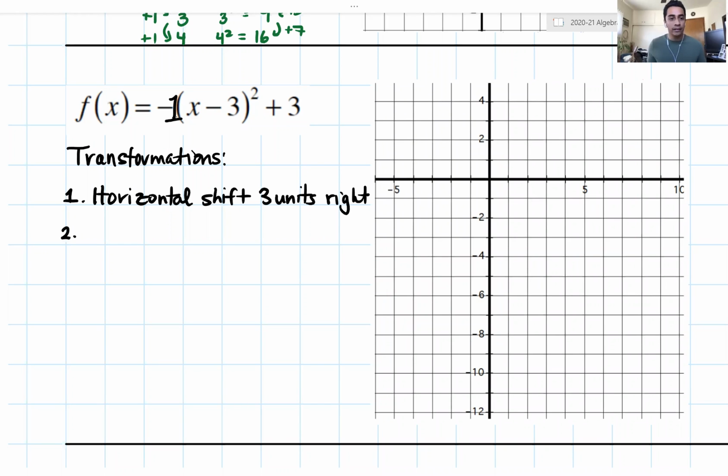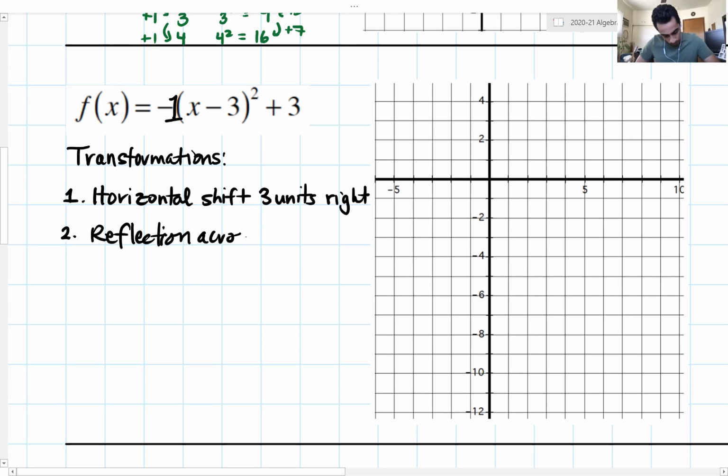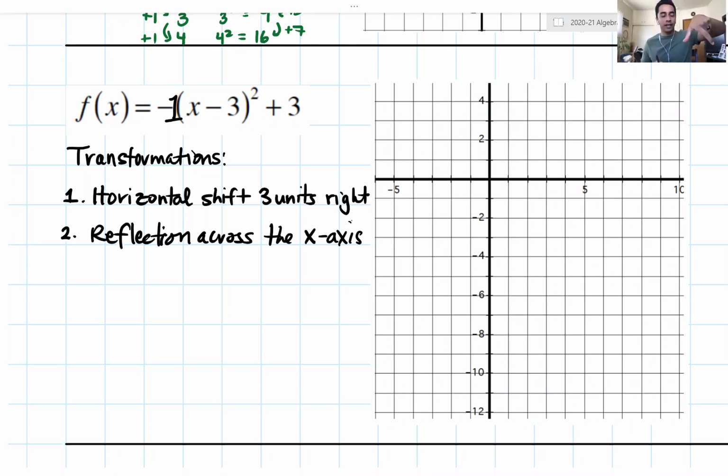We move on then to the next type of transformation, which is the reflection, right? The negative that is in front indicates a reflection across the x-axis. So that kind of gives me an idea of where this parabola is headed, right? It got reflected, so my U shape got flipped upside down, and now it's going to open downwards.